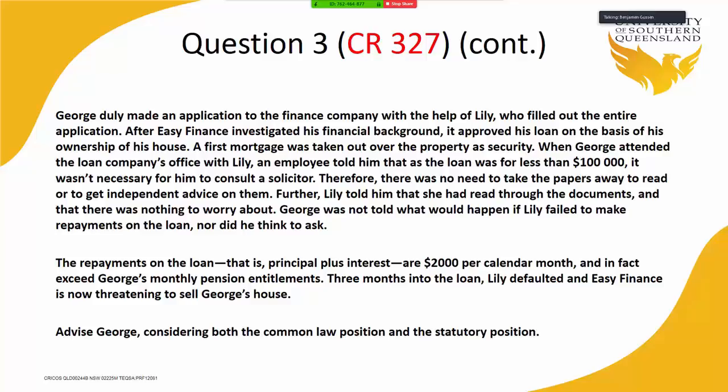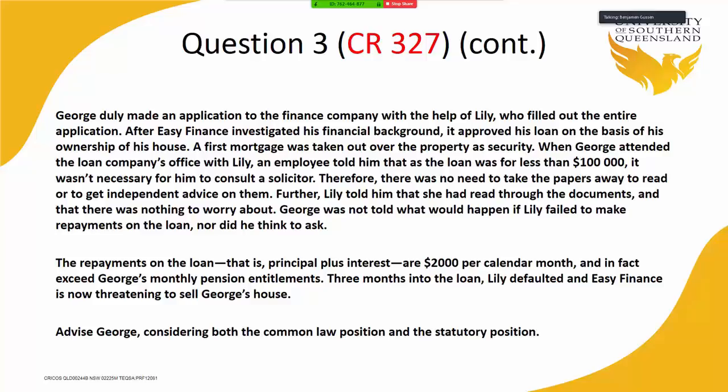Oh, let's continue. Further, Lily told them that she had read through the documents and that there was nothing to worry about. So George said, no worries. Okay? So George was not told what would happen if Lily failed to make the repayments on the loan, nor did he think to ask. Why do you think he didn't want to ask? Because the money is needed for what? For an operation of his grandson. He doesn't know what the money is for.